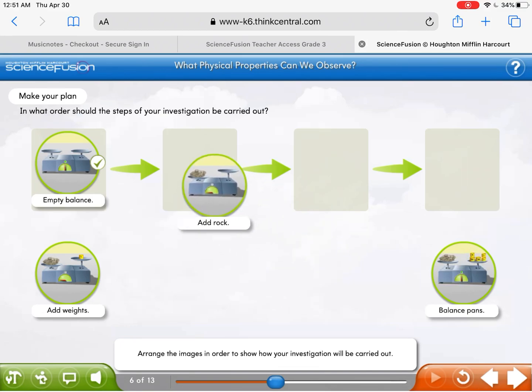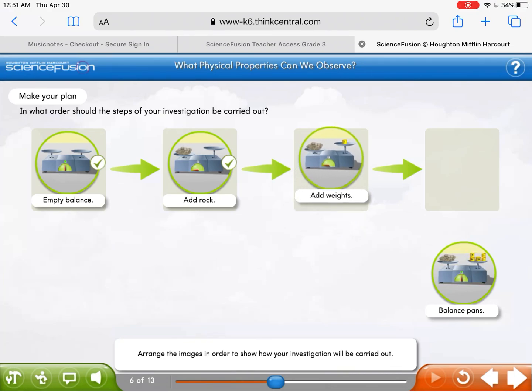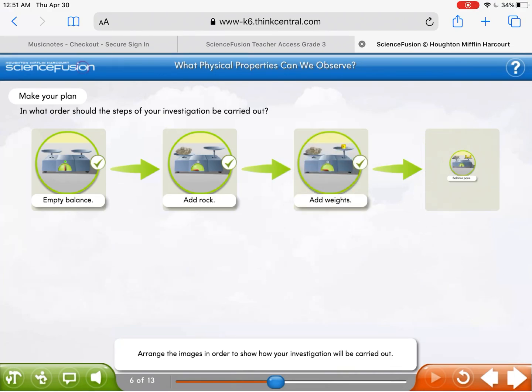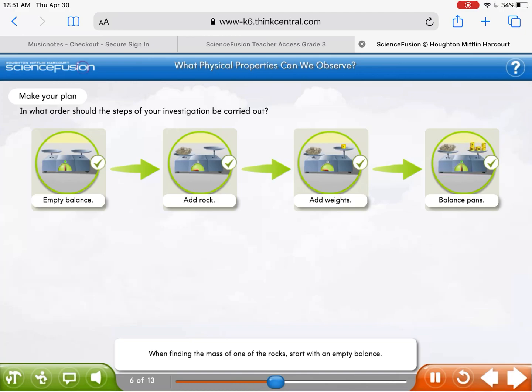Here are the steps. First, I'm going to start with an empty balance. Then I need to put the rock on. Then I'm going to add weights until both sides are balanced.